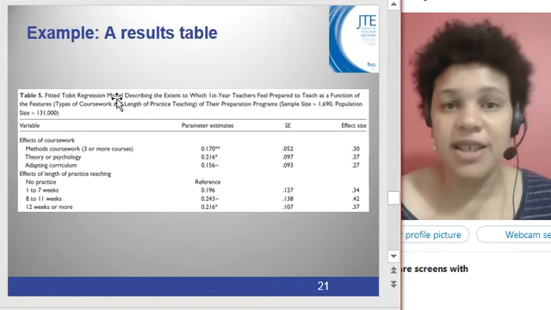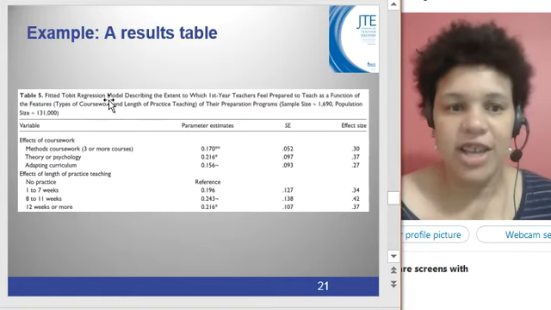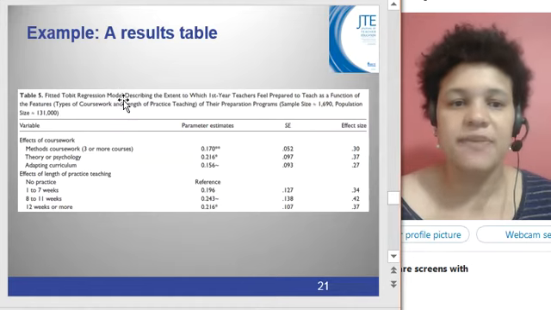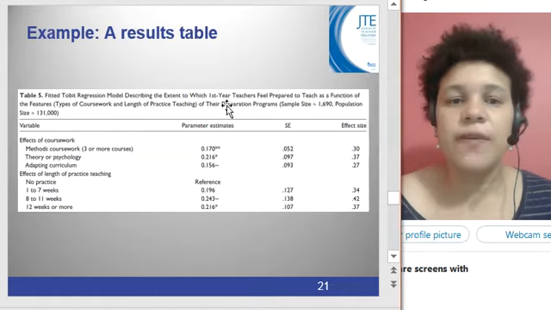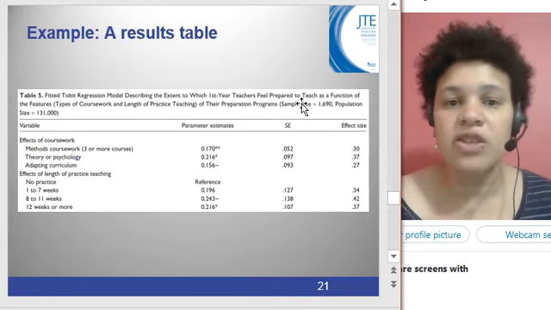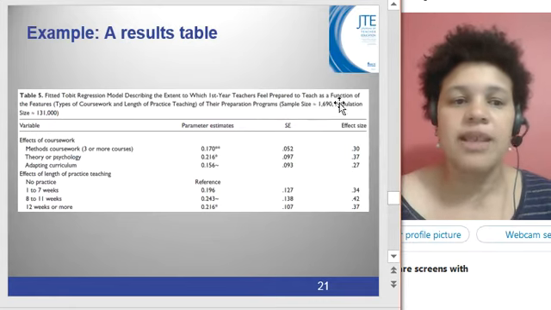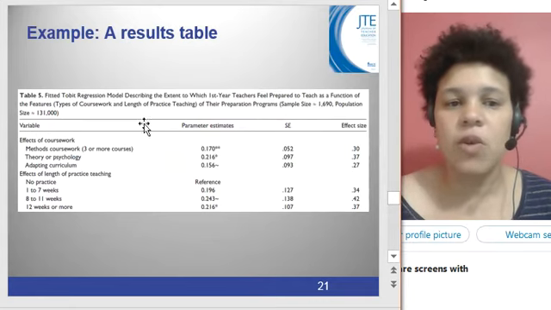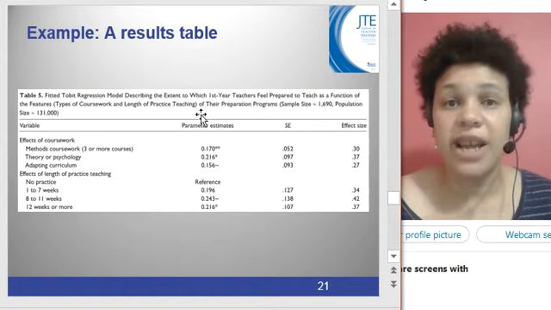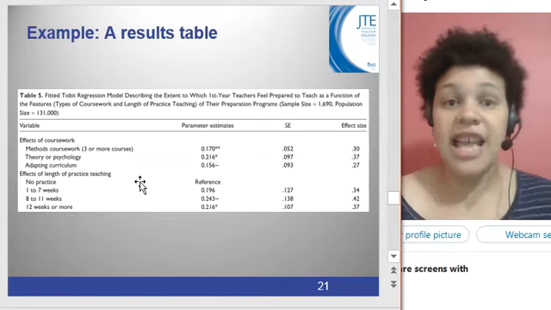Dr. Campoli did some kind of statistic, okay, regression, right? She did some kind of statistical analysis describing the extent to which first-year teachers feel well prepared. Okay, she's looking at first-year teachers and if they feel well prepared, as a function of the features, types of coursework and length of practice teaching, and practice teaching is often known as student teaching, their preparation programs, and then some stuff in parentheses.